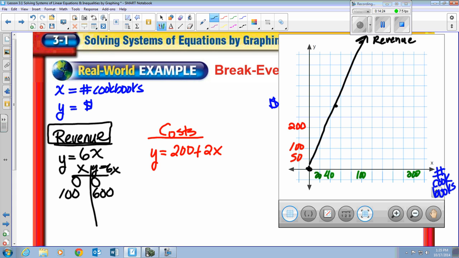What's my y-intercept for cost? What's my y-intercept for the cost equation? 200. So there's where I make my little dot. And what's my slope? 2. So I run into a problem again. So 2 over 1, how else could I graph that?